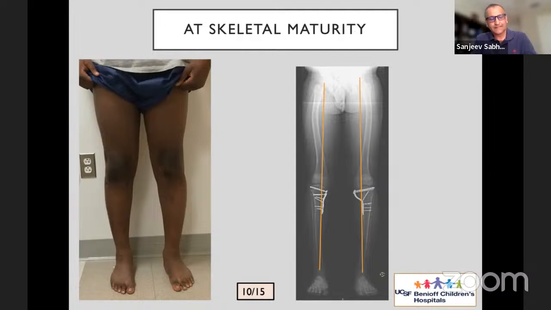So I think the point of this case is that in some ways it's not over till it's over. You've got growth which can help you or hurt you, so you've got to keep that in mind. And if you're doing guided growth, close follow-up is important. And just because a deformity was somewhat reversible early on with a somewhat healthy growth plate, as the child matures, that growth plate can go from being sick to being dead. So you've got to keep that in mind.